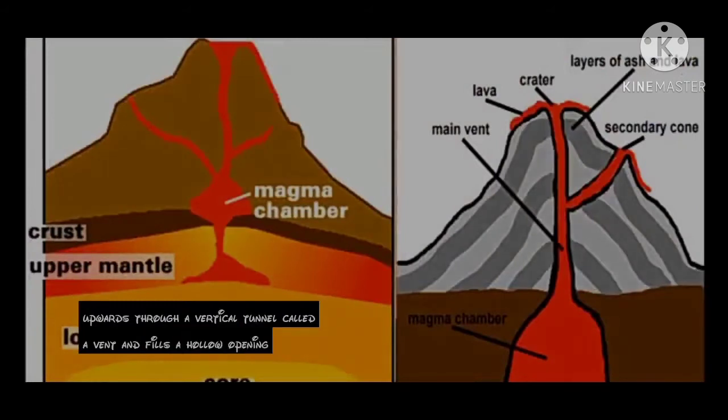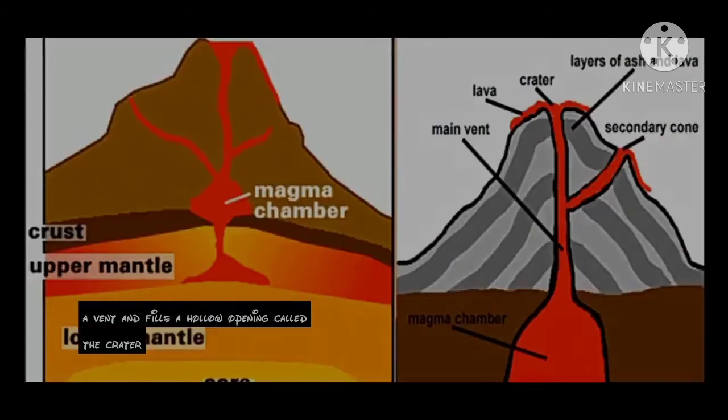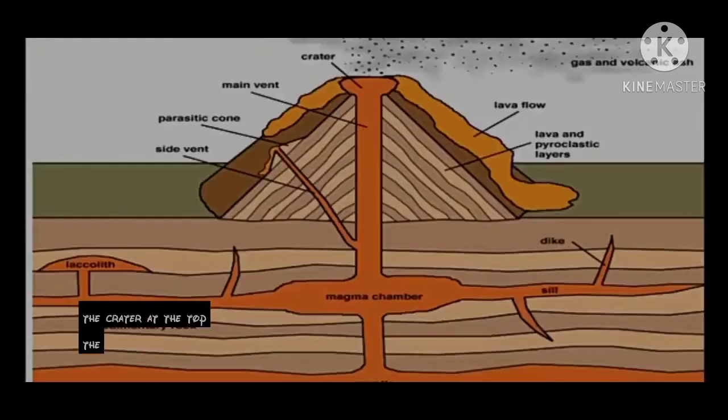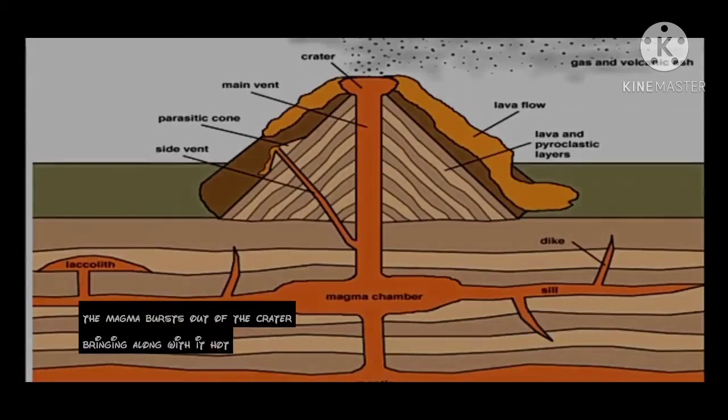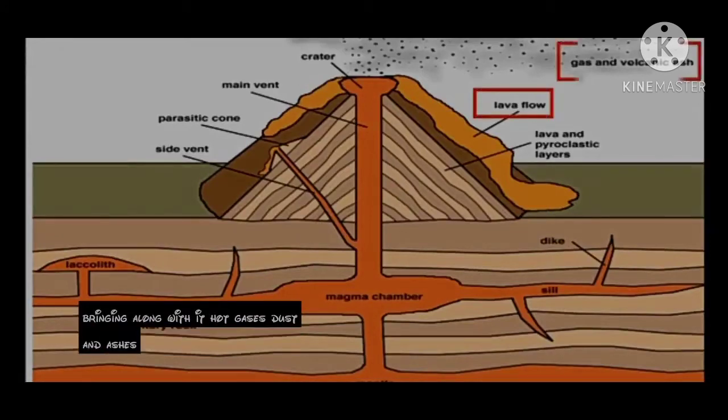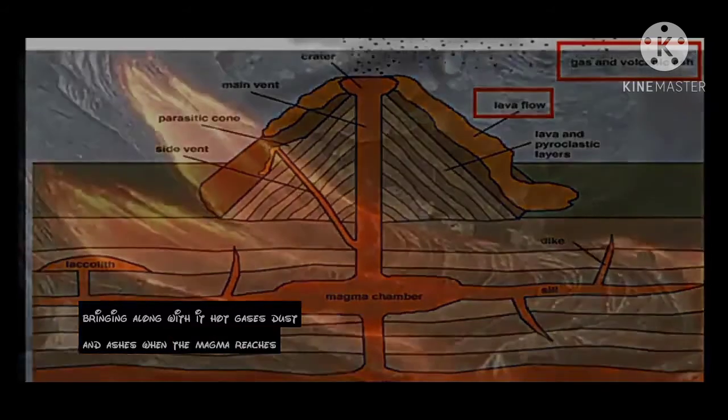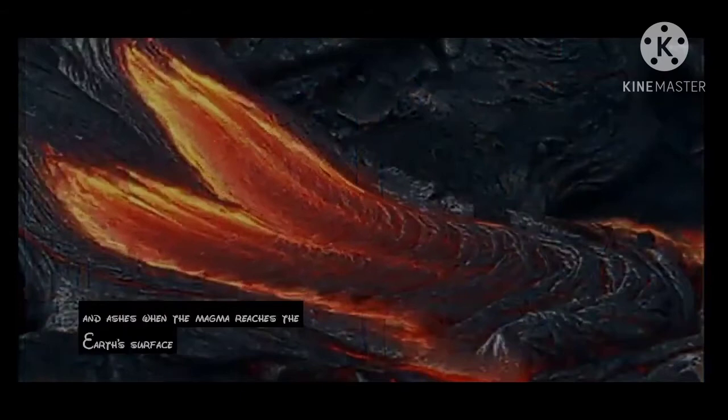Magma comes upwards through a vertical tunnel, which is called a vent, and fills a hollow opening called the crater at the top, as you are observing. The magma bursts out of the crater, bringing along with it hot gases, dust and ashes. While magma is coming out from the vent, it brings out some hot gases, dust and ashes too.